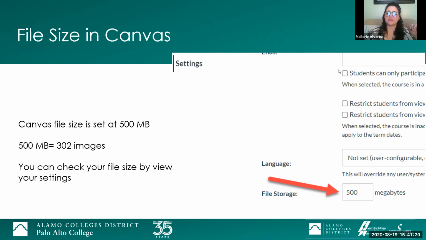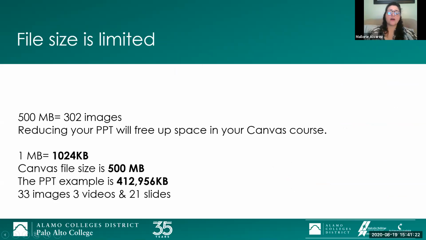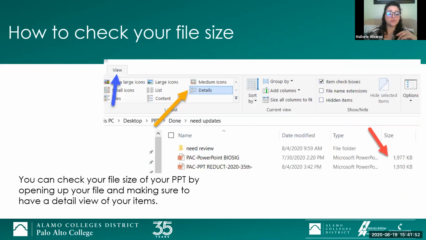All right, and then another thing that we discussed was how the file size is limited, and I broke down what 500 megabytes looks like and what is available to you. And then I introduced the PowerPoint that I was going to be minimizing, and I stated the file size of this PowerPoint. I stated that it was made of 33 images, 3 embedded videos, and 21 slides. That way you got a really good idea of the example I was using to reduce the file size.